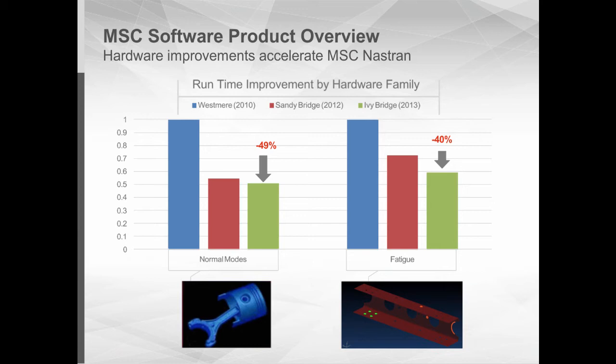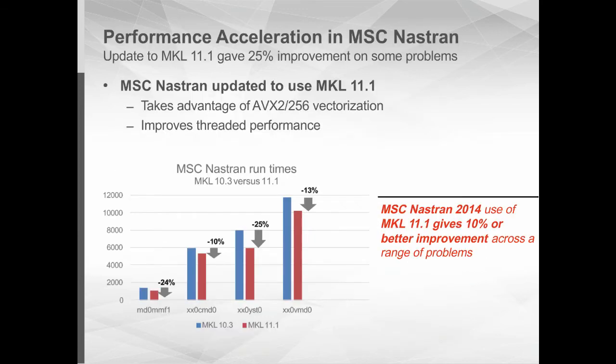So of course, it is not just about hardware, it's also about software. So what can we get with performance improvements out of newer software, in particular, newer versions of MSC Nastran?